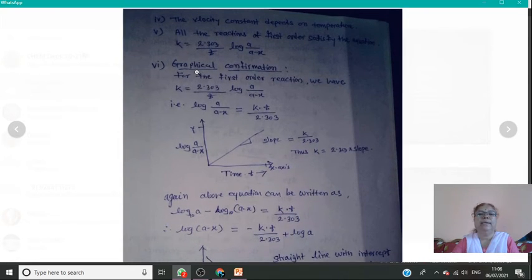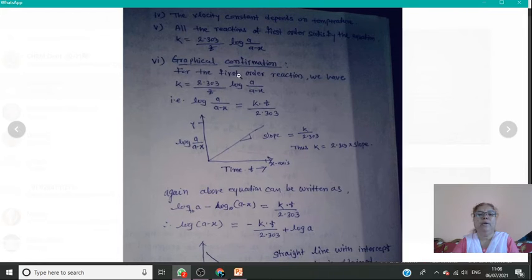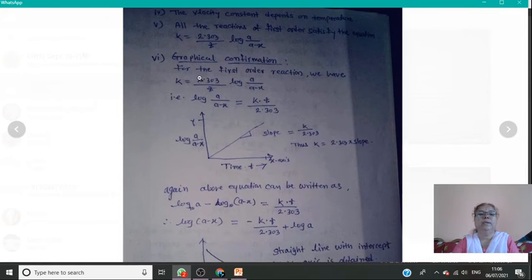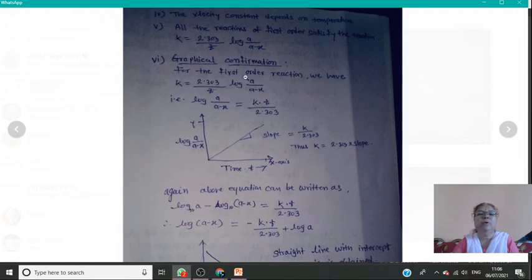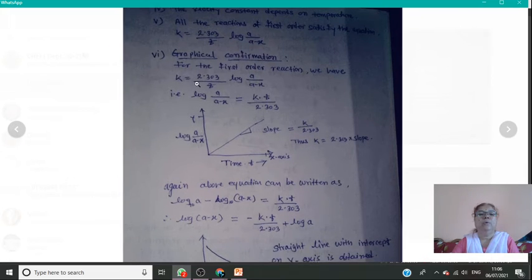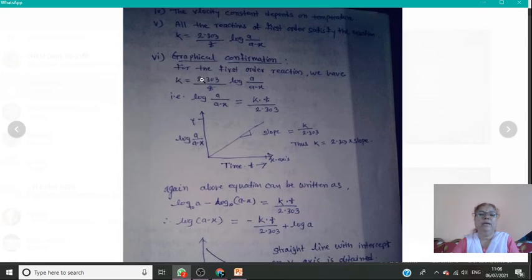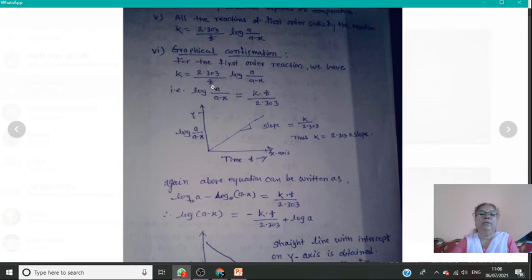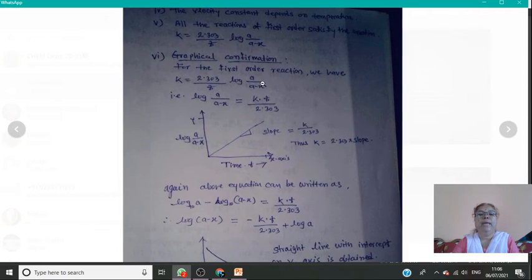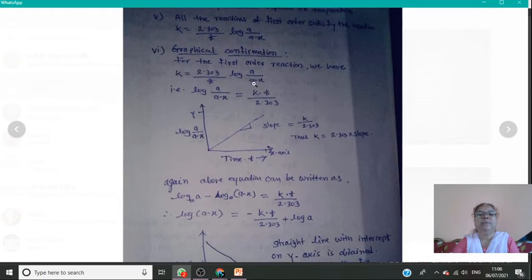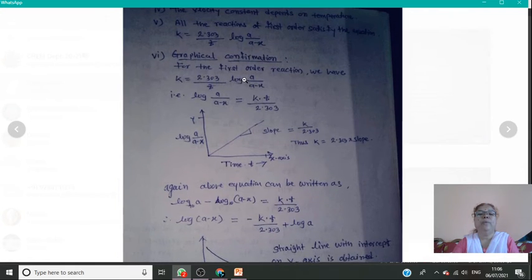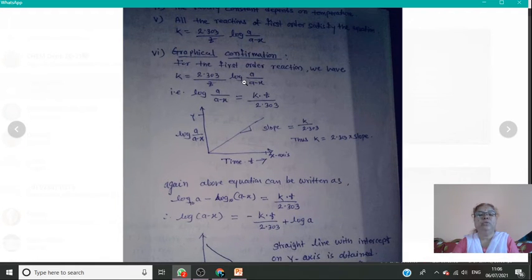Then the next characteristic, an important one, is the graphical confirmation. Here we have the first order reaction equation as K equals 2.303 upon t into log a upon a minus x, and when there is no base written, assume that it is always base 10.